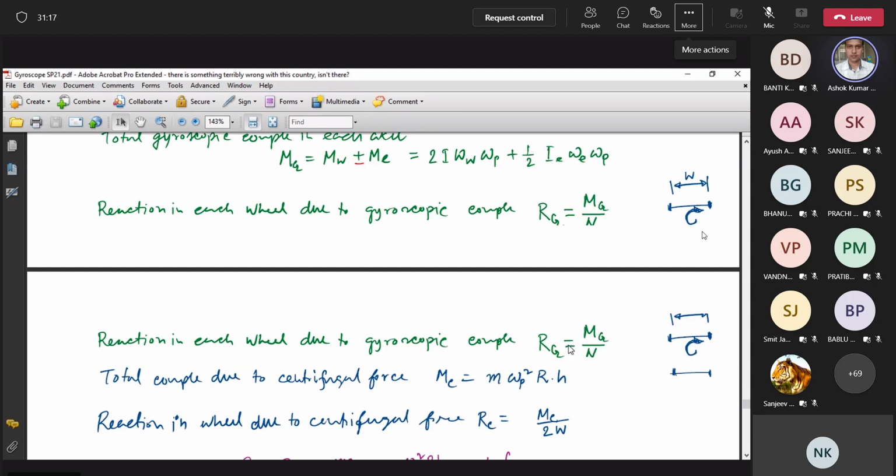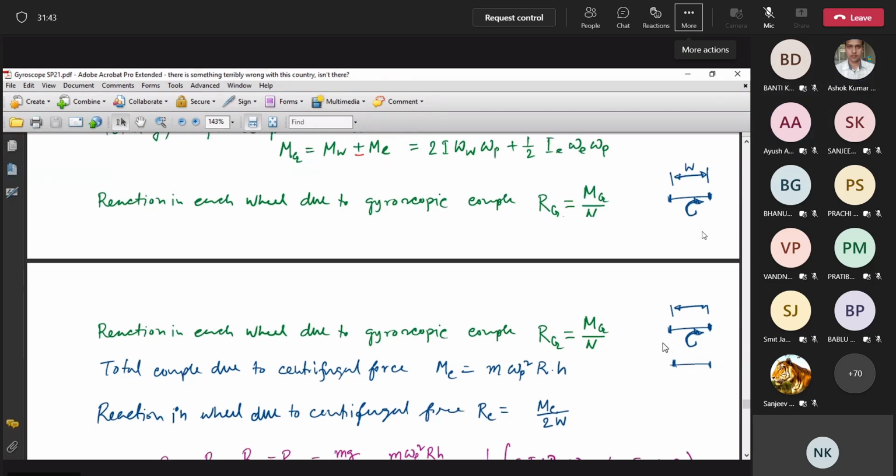Up to this, if you have any problem, ask me. Are you okay with this? The expression of Rg, which is this by W. W means the distance between two wheels on one axle. Is it fine? Hello?